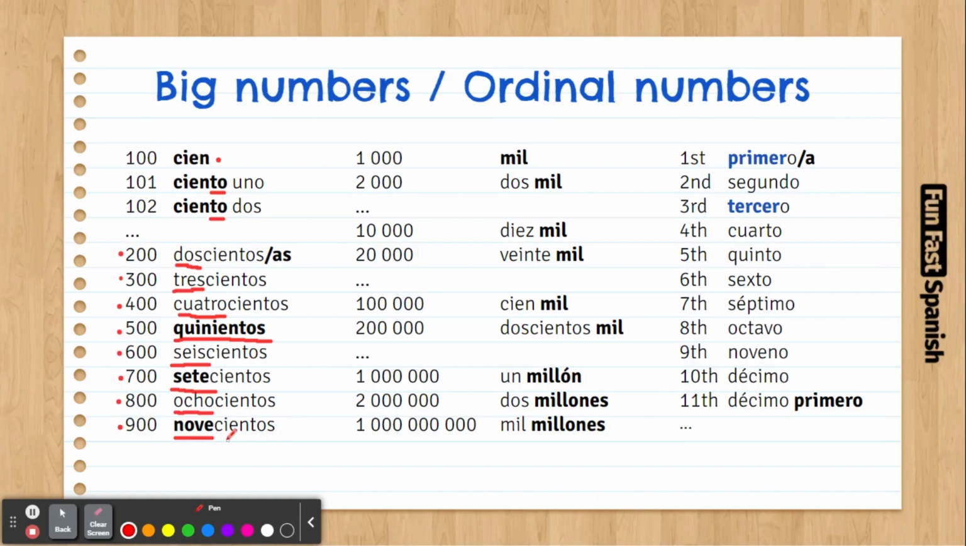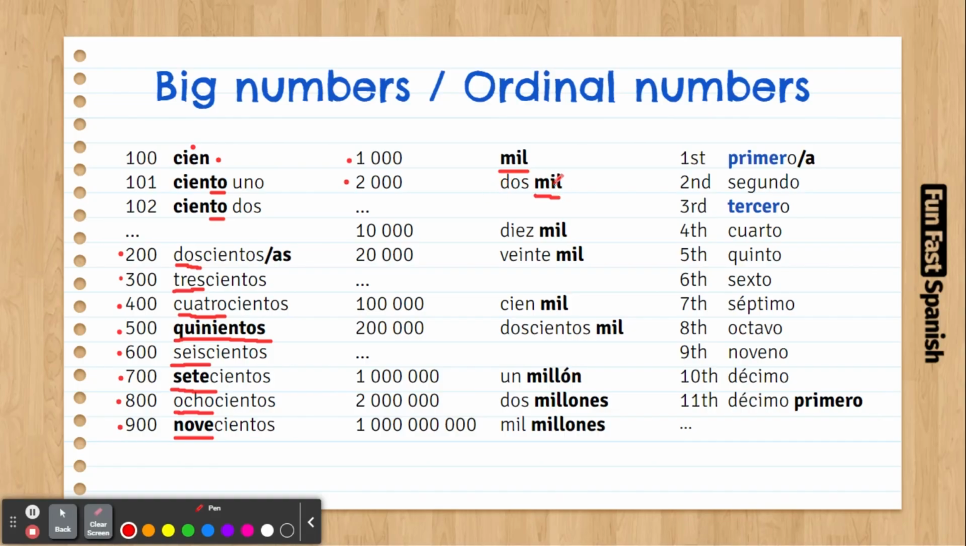Good. With this, we do 999, and then we reach 1000. 1000 is mil. Please don't say uno mil or stuff like that. In English, I know it's one thousand, but in Spanish, it's just mil. Same goes for cien. Please don't say uno cien, 100. It's just cien. Then we do 2000, dos mil. So you just add the word mil after the number, pretty easy.